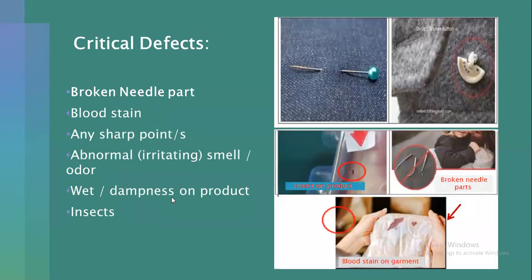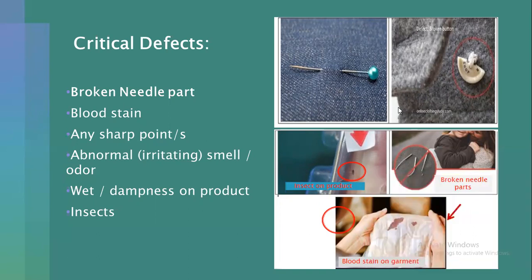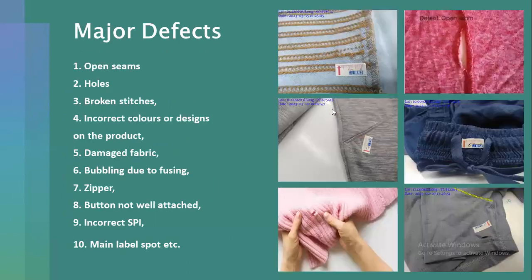Critical defects: broken needle part, blood stain, any sharp points, abnormal or irritating smell or odor, wet or dampness in the product, insects. These are a few examples of critical defects. Apart from this, for a few countries like US and Canada, if the law label or country of origin is missing, or the RN number, that is the registration number for the factory that manufactured or imported it, is missing, then these come under critical defects based on their country laws.